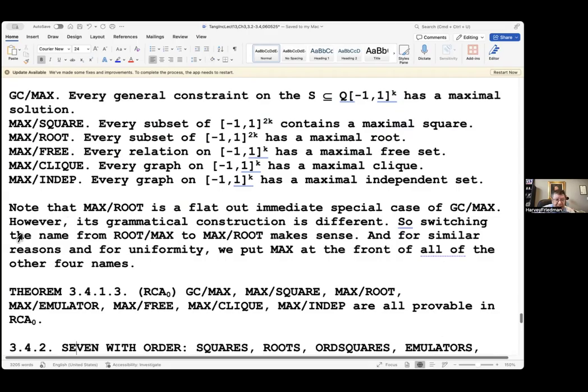Now, this is a comment about grammatical construction. I decided to use the constraint terminology for this master one, and the others are specific: square roots, free, clique, independent, and then the word max comes in front. I just sort of explained why I did it that way.